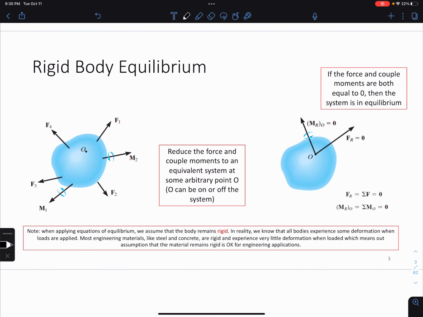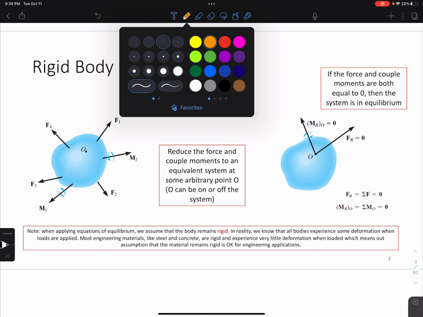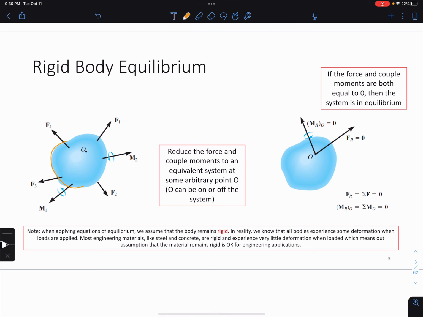So before we jump into some examples, let's go over what rigid body equilibrium entails. I have this arbitrary shape defined here for you, and this shape is subjected to a few forces and moments. And we have some point O, which is some arbitrary point on the system. It can be on or off of the system. It's just a point where we're going to take the summation of our moments and forces.